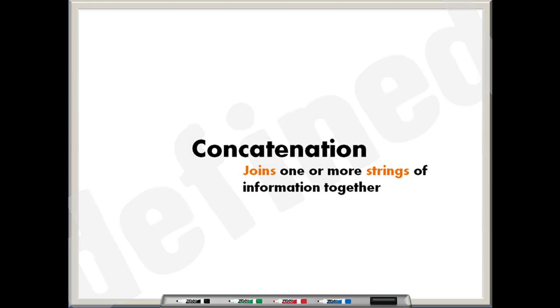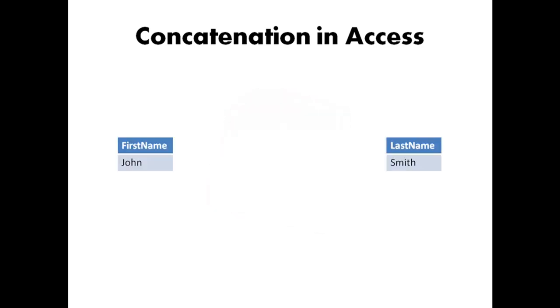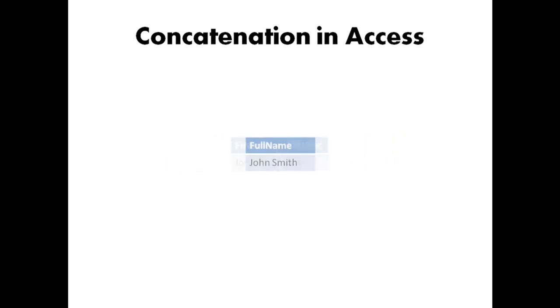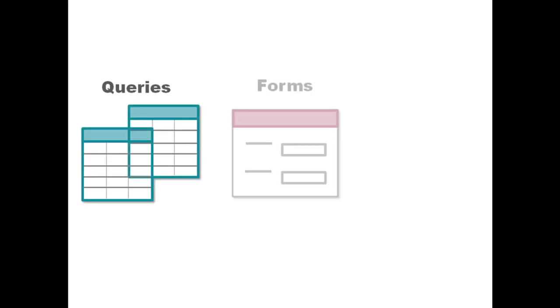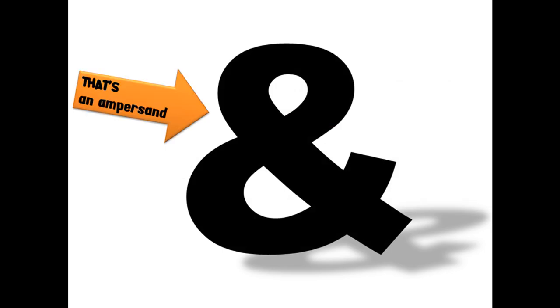Concatenation joins one or more strings of information together, which means in Access, you can join or concatenate information stored in separate fields together in one new field. And you can concatenate from several different objects. You can concatenate from queries or from forms or reports. But no matter what the object, the symbol you use to join fields or text strings together will always be the ampersand.